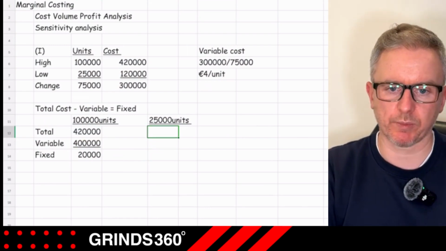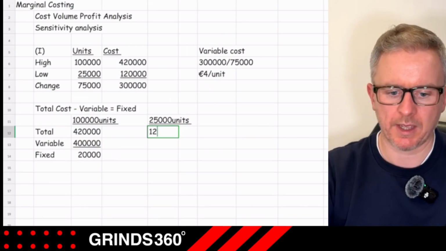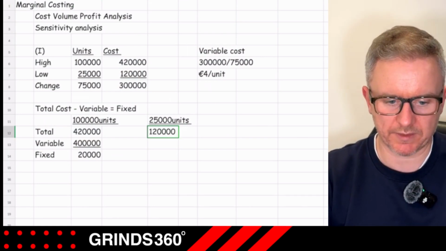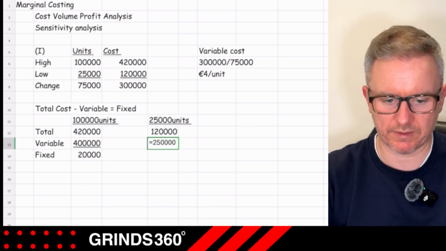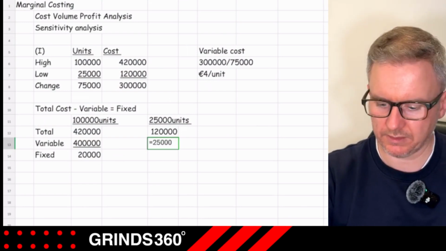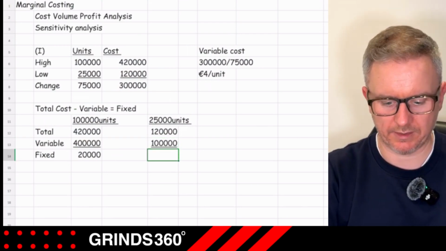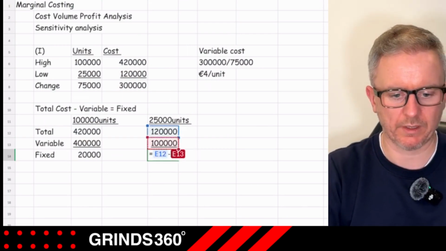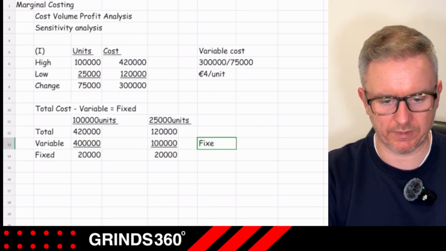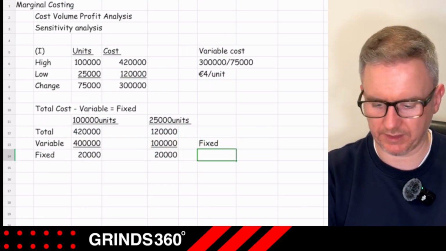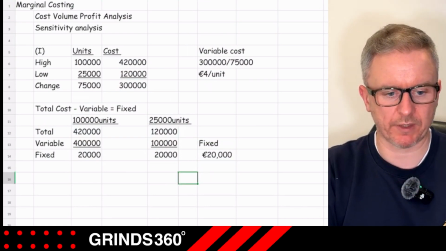But we want to double check it, so we verify it by doing the same for 25,000 units. At 25,000 units, the total cost was 120,000. The variable cost, 25,000 units times that €4 per unit, so that's 100,000. And then we can see €20,000. So we know that the fixed is definitely coming in at €20,000. And that's fine. We have it set up.